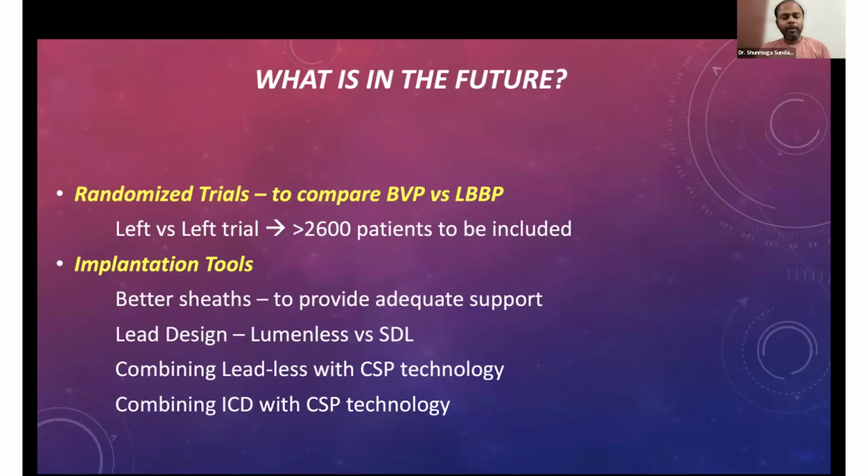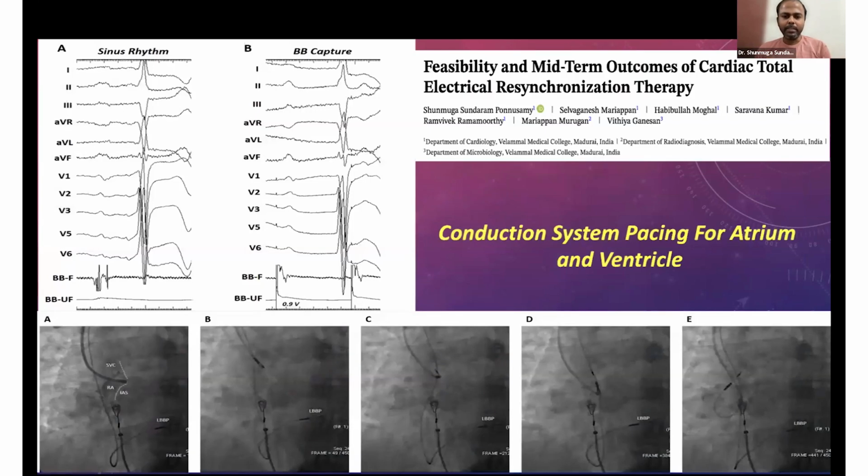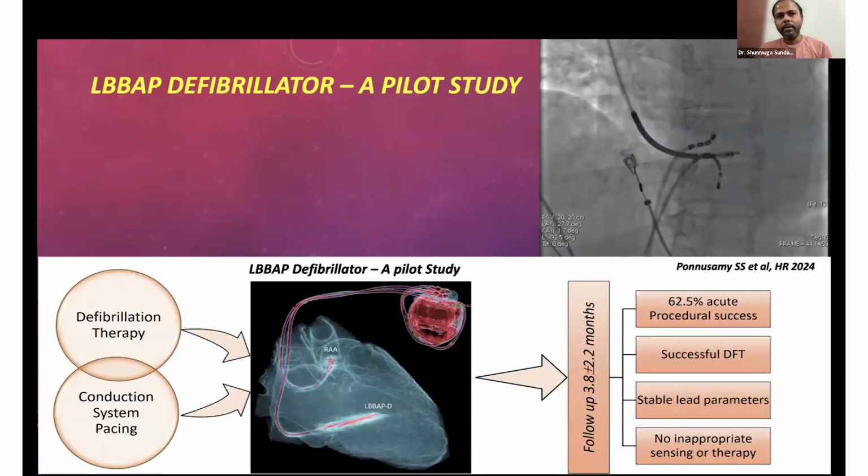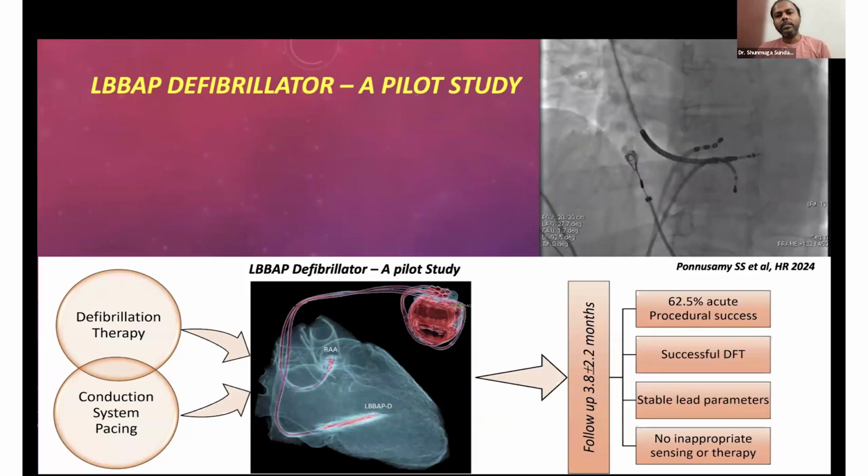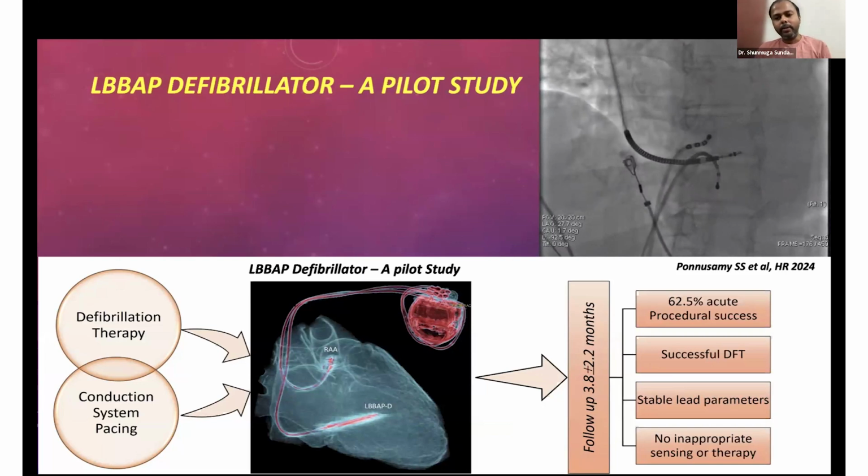Probably in the future, with the availability of better sheaths, better leads, and better technologies, we'll be doing left bundle as a predominant technology, both for right ventricular pacing as well as for heart failure patients. We have conduction system pacing for the atrium as well, where you can capture the Bachmann bundle, and we can combine both Bachmann bundle pacing and left bundle branch pacing. At least in patients with heart failure with reduced LV systolic function and associated diastolic dysfunction, this Bachmann bundle pacing along with left bundle will definitely give a better long-term outcome. Probably in the future, we'll have ICD leads getting into the left bundle, and even leadless pacing leads getting into the conduction system.